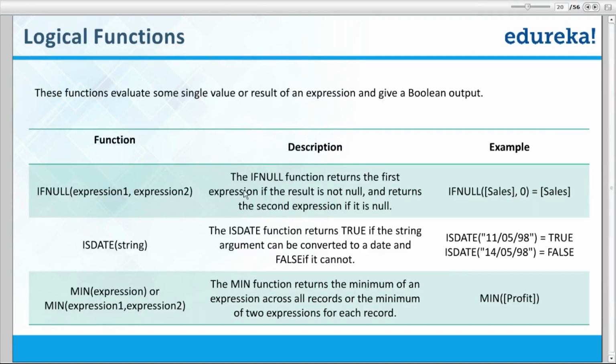For example, here sales is being used. When my sales is null, it displays 0 in place of null. It doesn't display null directly. So this is something to replace the null, and we can make use of this function. Am I clear here, friends? Are you all able to get me?